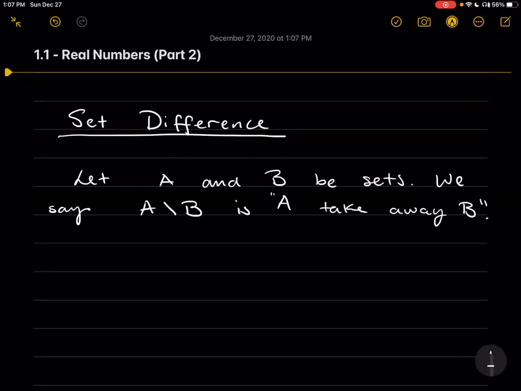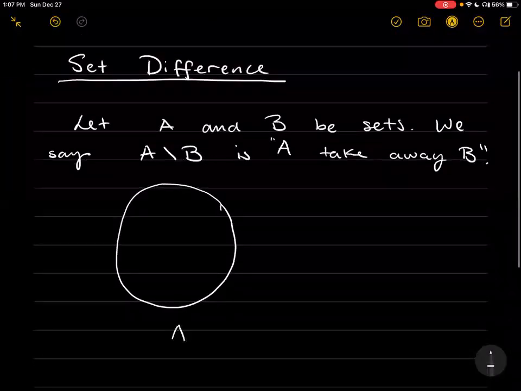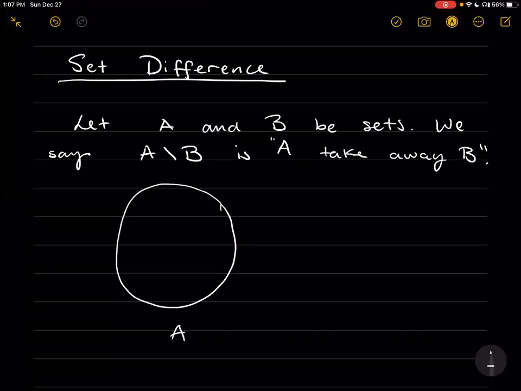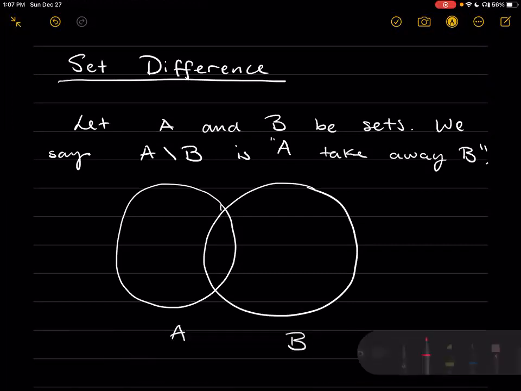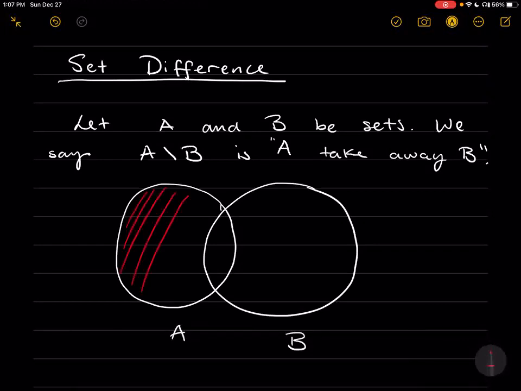If you've got A, let's draw it as a circle. Got your set A, collection of things. And let's say you've got another set B right here, drawn as another circle. The set A take away B is everything in A except the things that are also in B. So A take away B looks like this. That's A take away B. It's that red shaded area right there.